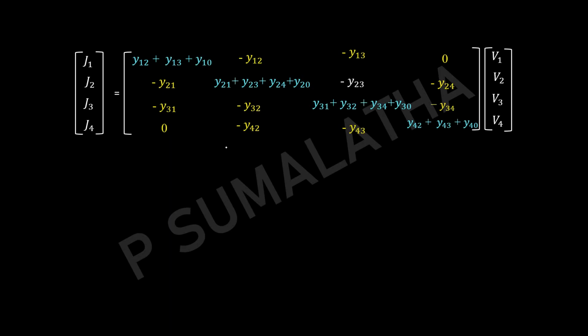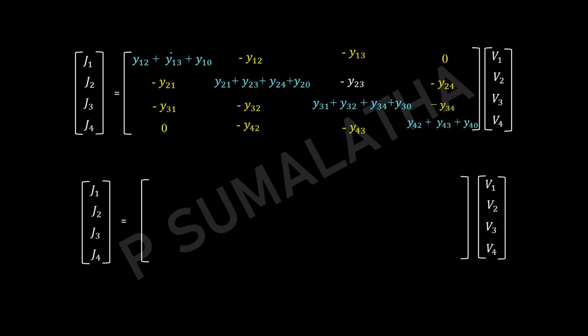In this bus admittance matrix, the diagonal values represent the self-admittance values and the off-diagonal values represent the mutual admittance values. In general, the bus admittance values are represented by capital Y. A self-admittance value is represented with respect to the corresponding buses. The bus admittance matrix is of size number of buses by number of buses.